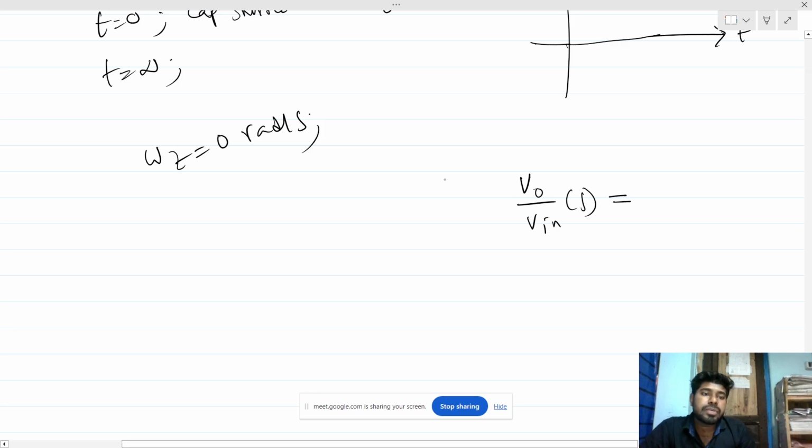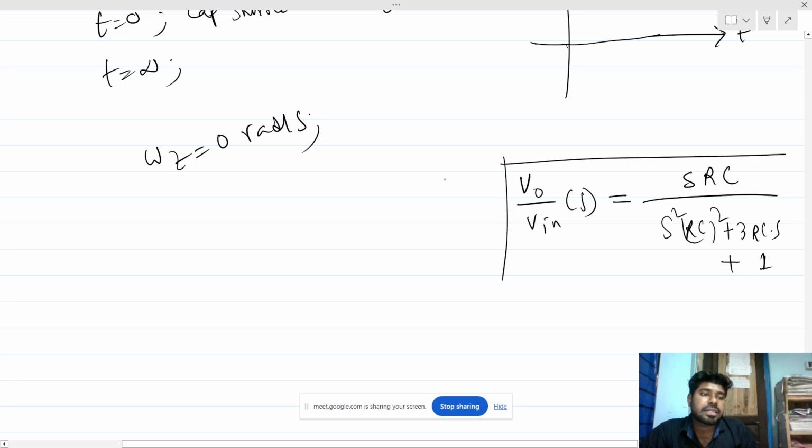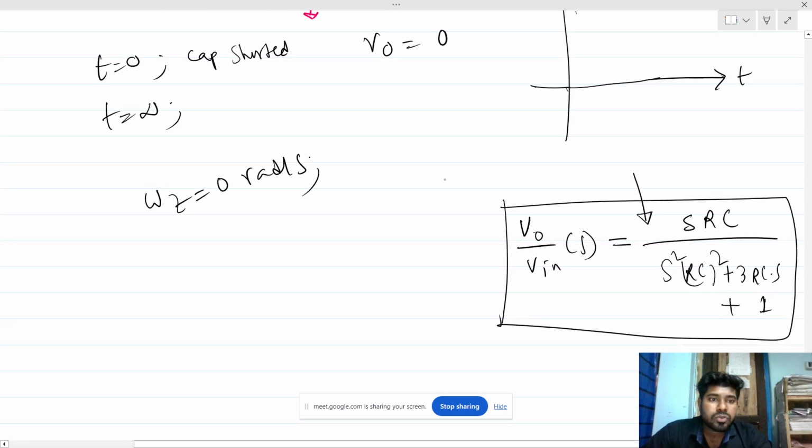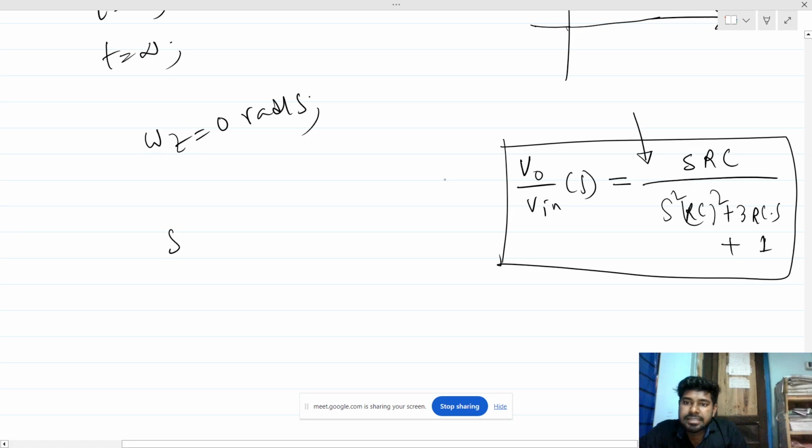in the frequency domain, you will be finding this type of thing. Let me draw the equation. It will be SRC by S square RC square plus 3RCS plus 1. So you will find this type of transfer function for this particular circuit. I am not going to do it over here right now. So we can see that you will find a zero at zero frequency in this circuit.